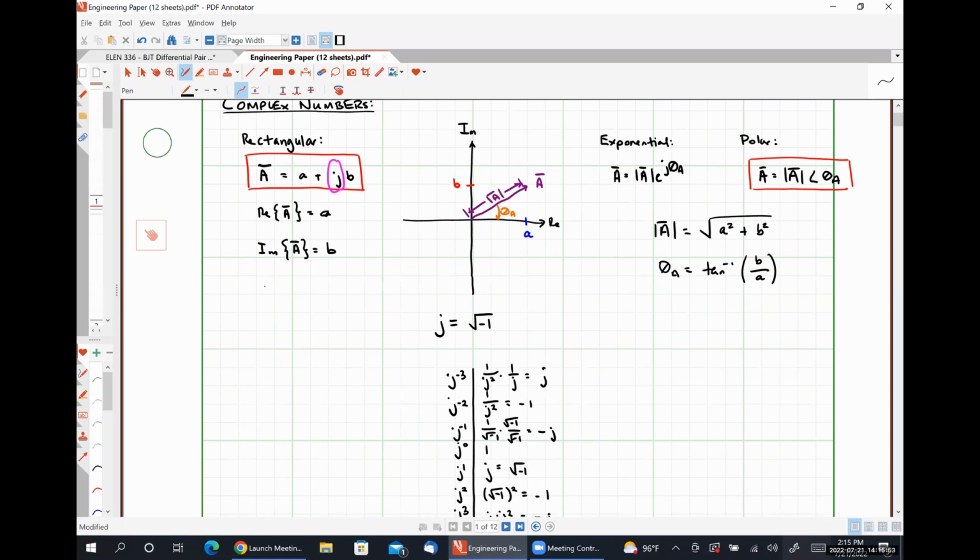We can go the other way around and say that A, the real part of complex number capital A, is simply the magnitude of A cosine theta A, and B will be the magnitude of A sine theta A. So these are our relationships for swapping back and forth.